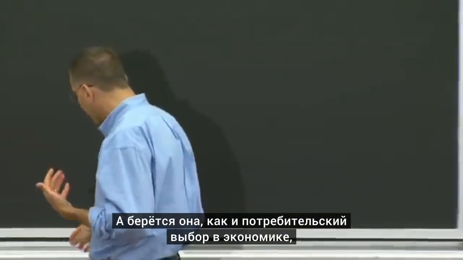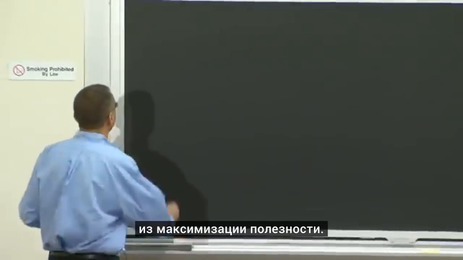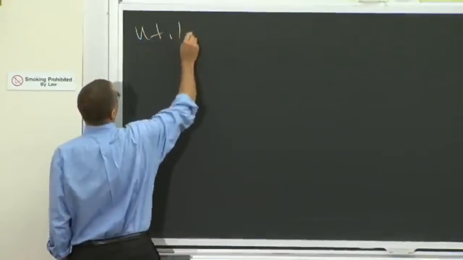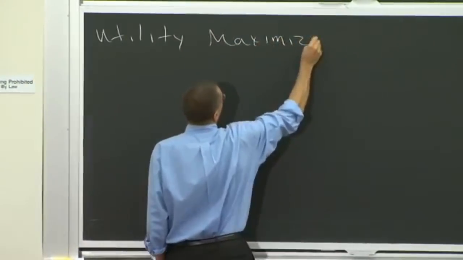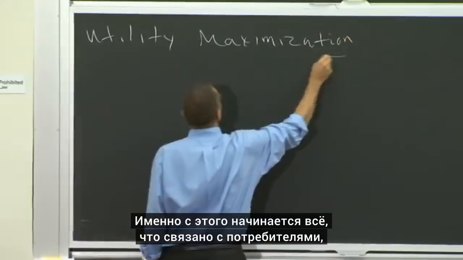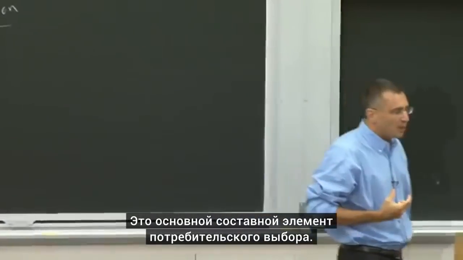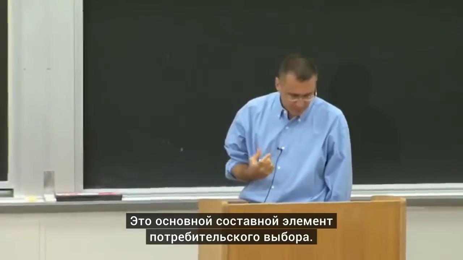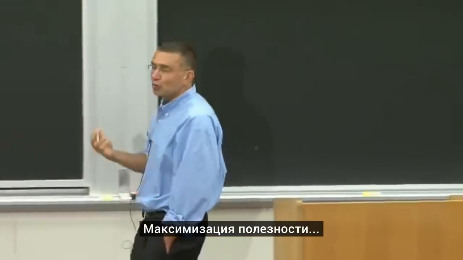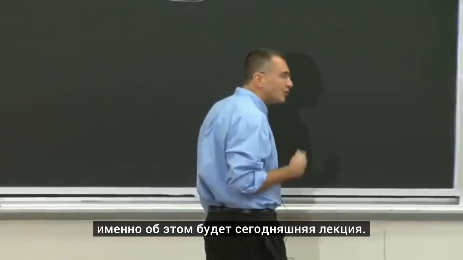And where it comes from, and where all consumer behavior comes from in economics, is utility maximization. That's where everything with consumers starts. That's the basic building block of consumer behavior. And this lecture will be about describing utility maximization.